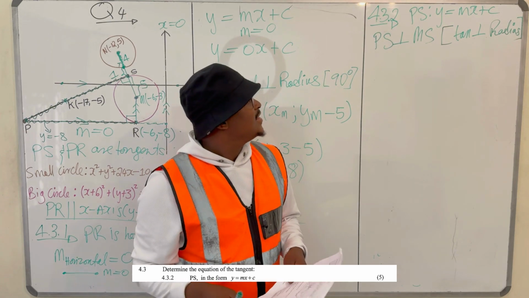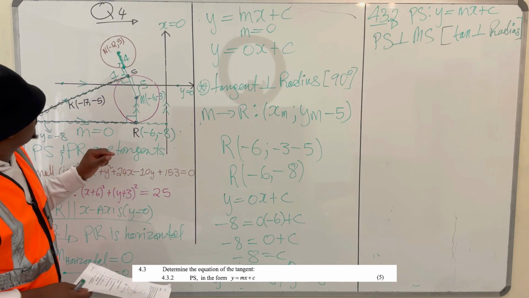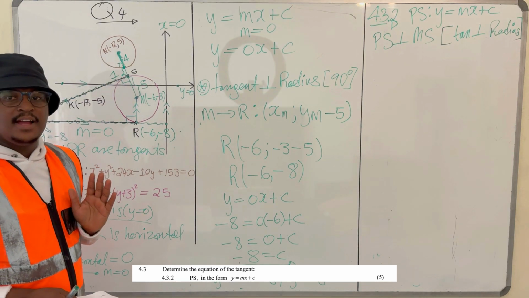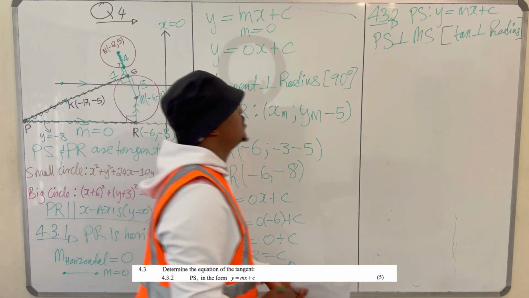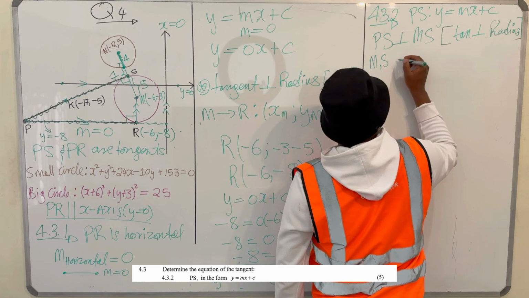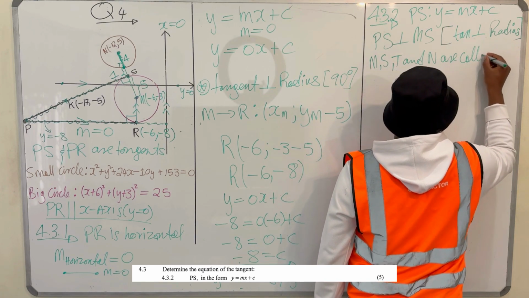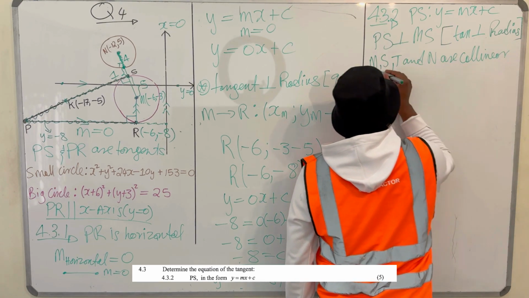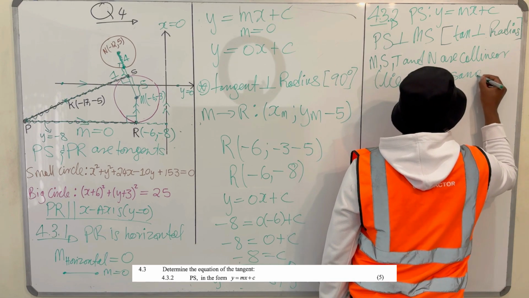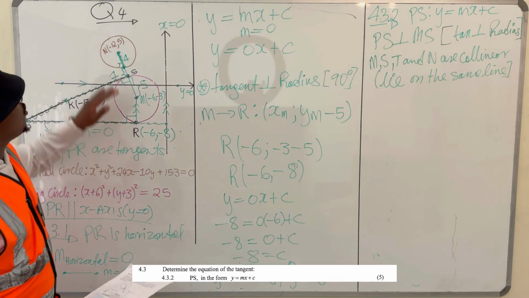Then what you can do is see that M, S, T, and N are collinear. They all lie on the same line. So let me write that down: M, S, T, and N are collinear. What does collinear mean? It means that they lie on the same line. That's what that means.